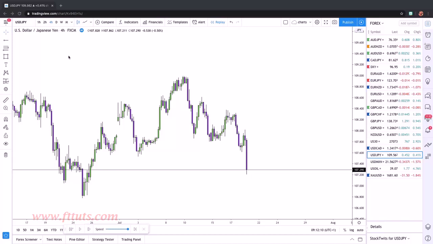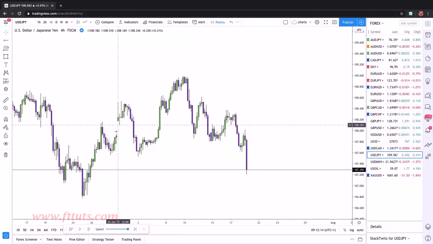See JPY on the 4-hour time frame. So we can see right here that there is an open gap. Some of you asked me, what is a gap? Gaps usually occur between set market hours.